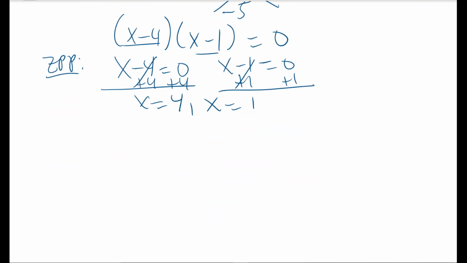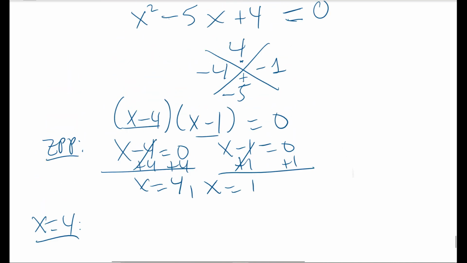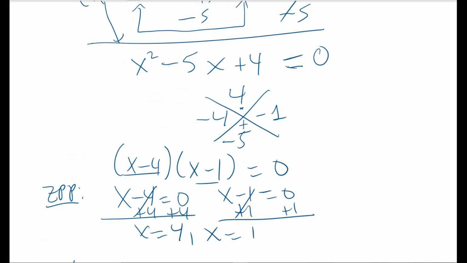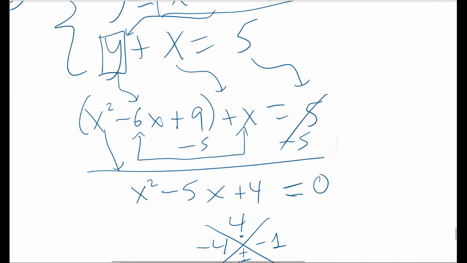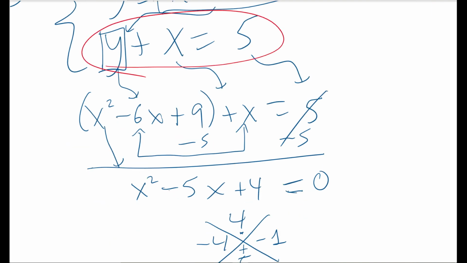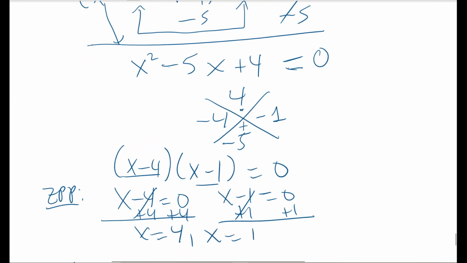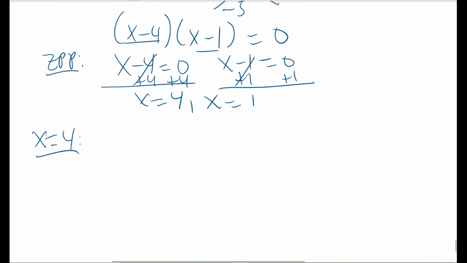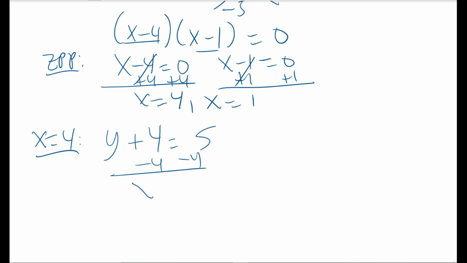All right, next we're going to plug 4 and 1 into one of the equations. Let's plug it into this equation right here for x. So we have y plus x, which is 4, is equal to 5. So subtract 4 on both sides. y has to equal 1.